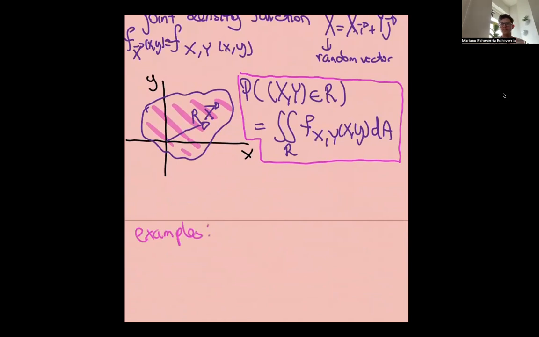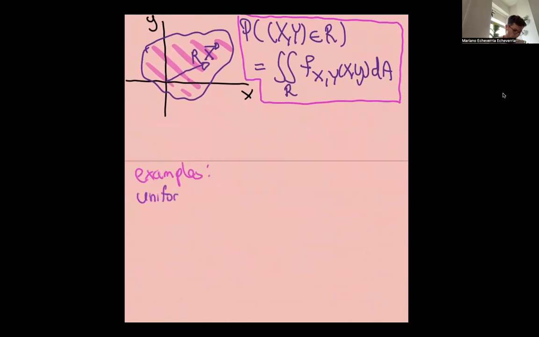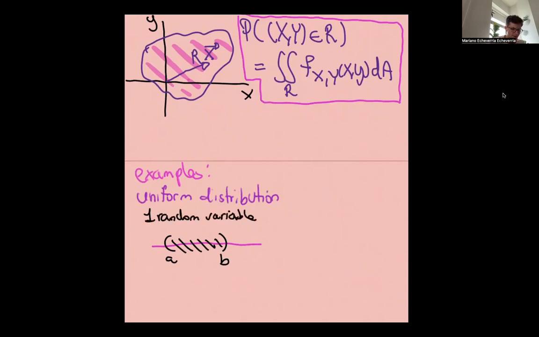So let's talk about the easiest case, which is a uniform distribution. If you remember the uniform distribution, let's start again with one variable because that's just easier. If you have an interval from a to b, for a finite interval, the idea of the uniform distribution is that the random variable takes values inside this interval with the same amount. Every point contributes the same amount of probability or is equally likely. The density of the uniform distribution was 1 over b minus a, right?